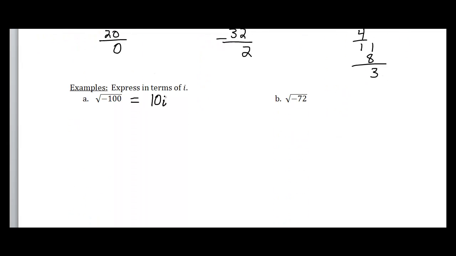10 times i. Anytime I have a negative under my radical, I'm going to have an i when I bring it out. And this is most simplified. We want to see those i's. We don't want to see those negatives under those radicals.